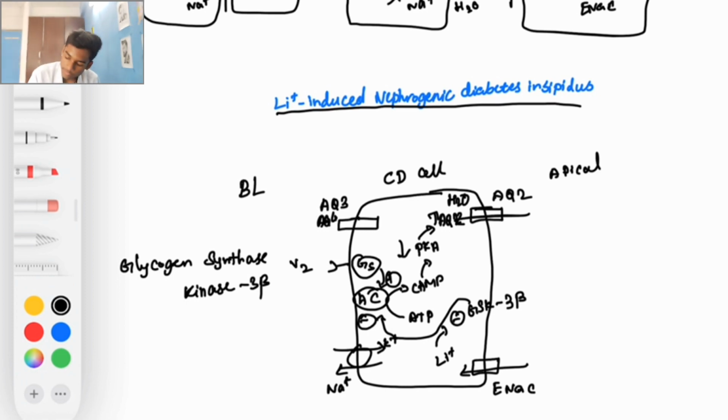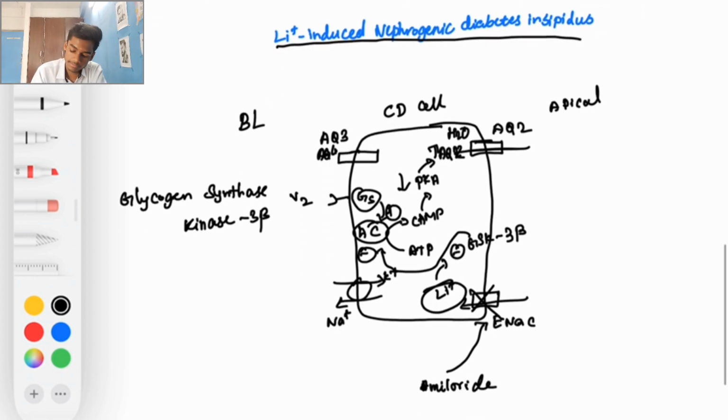So what we can do is give amiloride, which can block this ENaC channel, so lithium will not enter, and the lithium-induced nephrogenic diabetes insipidus can be prevented.